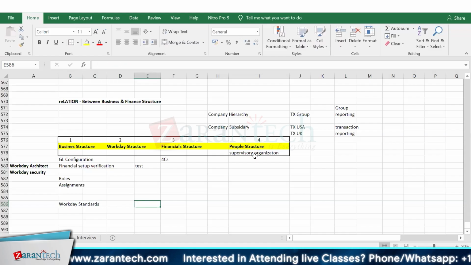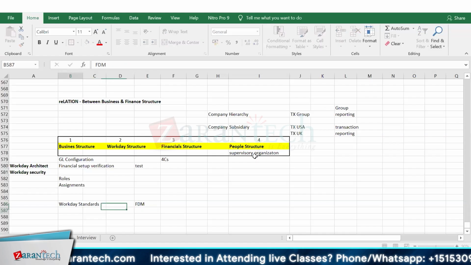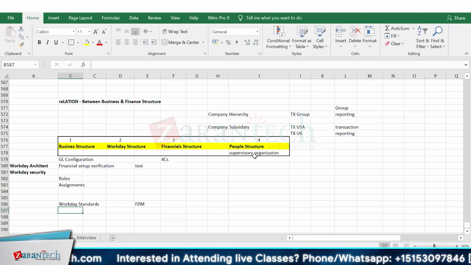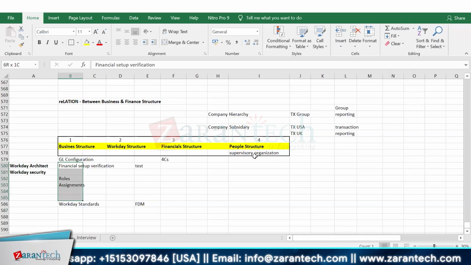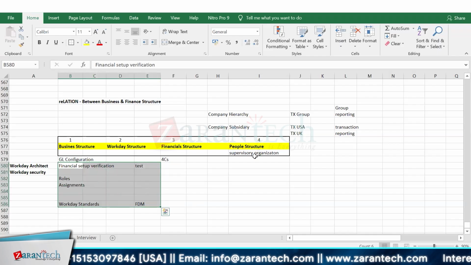Now, Workday standards. We will talk about Workday standards. So there is a concept of FDM. We will discuss this point in a detailed way. This is a good point that you have highlighted here. I will explain this one. The Workday standards configuration. What is a Workday standard? They follow it to verify or to complete financial structure or financial setup or financial configuration. So these 4 points, that is our next day agenda.